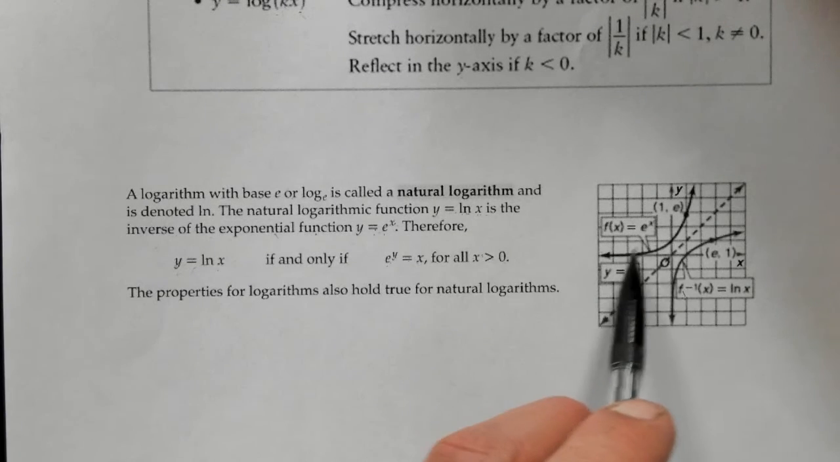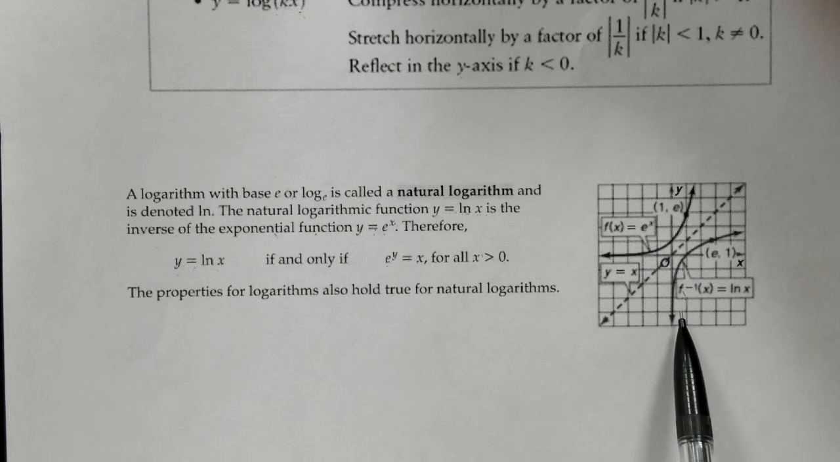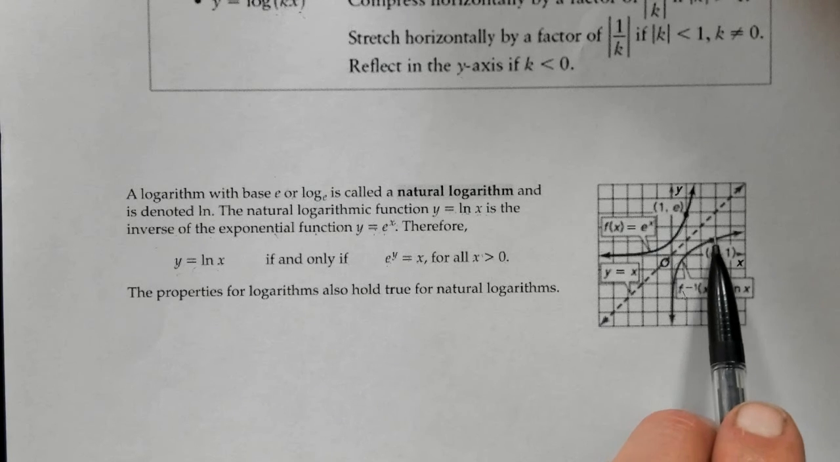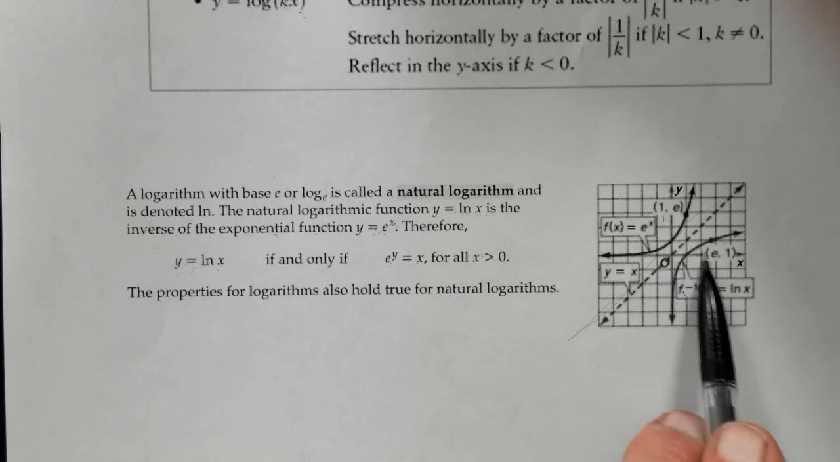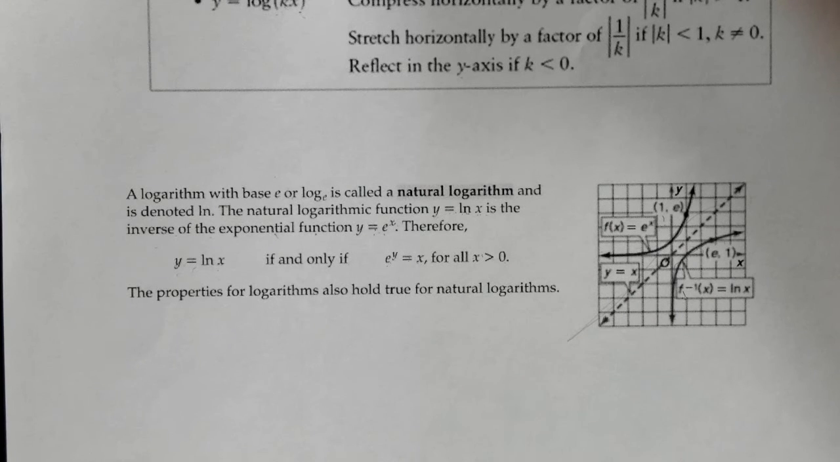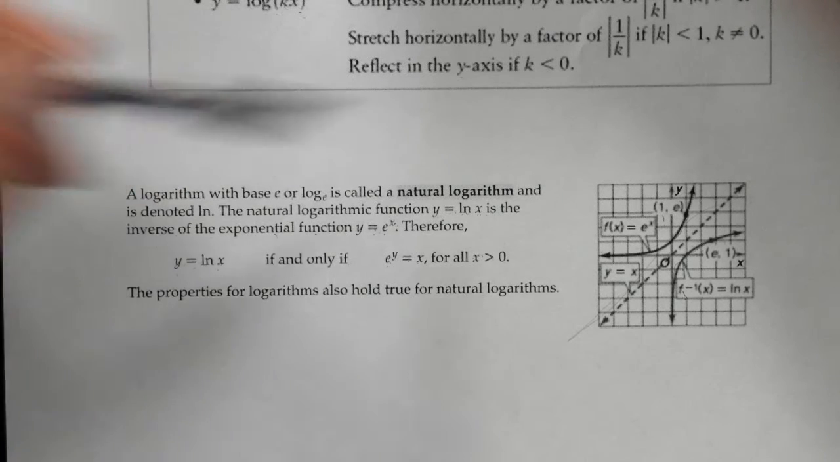We have e to the x that's graphed here, and we have the natural log of x, which is graphed here. And notice again, they're reflections of each other through the line y equals x. So graphically speaking, that would represent the inverse. Showing it graphically here.